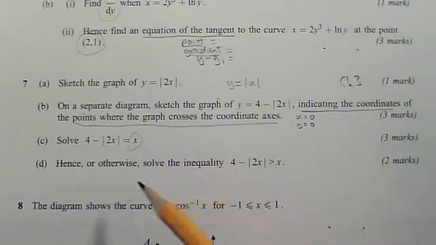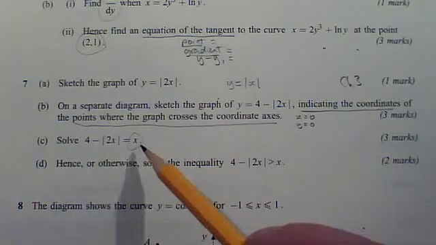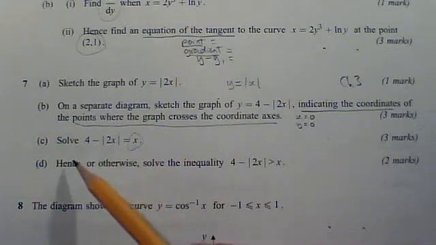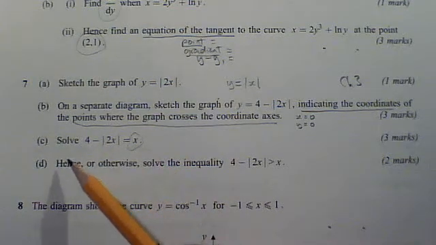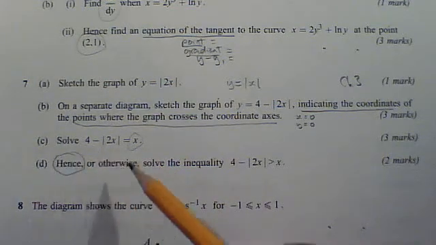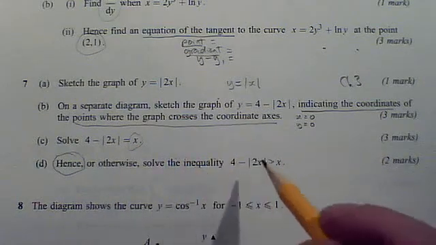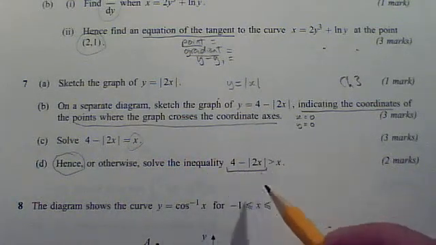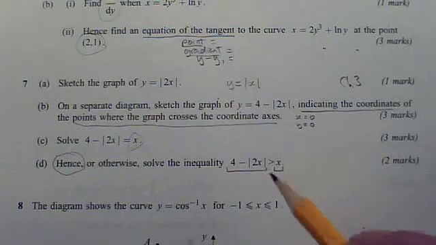And once you've done that, you can use those crossing points. If you didn't find what the crossing points were, don't worry, make some up because you can get at least a method mark. Hence means you take those answers and you think about your sketch, and you've got to think about when this graph is higher up than that graph.